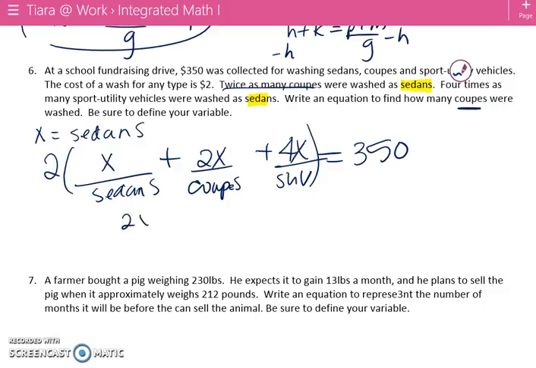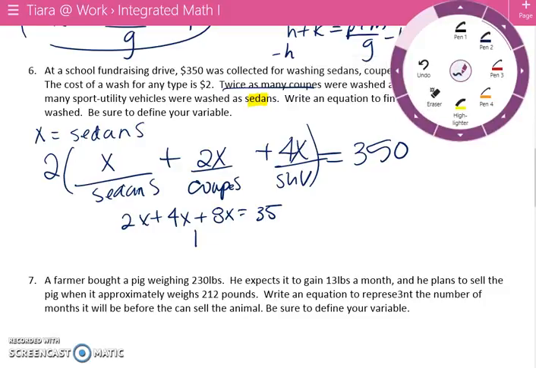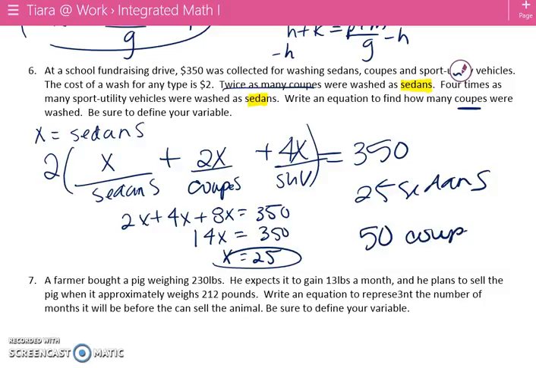When I solve it, I'll get 2X plus 4X plus 8X equals 350. So this will give me a 14X equaling 350. And then when I divide, I get 25. So 25 represents the number of sedans. Remember, the question asked for how many coupes, which was 2 times as many sedans. So my answer is 50 coupes.